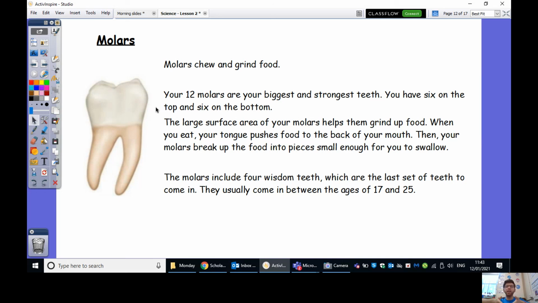And when you eat, your tongue pushes the food to the back of your mouth, and then your molars break it down. So if you imagine how you eat, if you took an apple, for instance, you bite into it with your incisors. Your canines probably wouldn't be used that much. And then your tongue instinctively pushes it back in your mouth, where your premolars would grind it, and then you would chew with your molars until it's of suitable size for you to swallow. And the molars include 4 wisdom teeth, which, as we talked about, are the last teeth to come through, usually between the ages of 17 and 25.